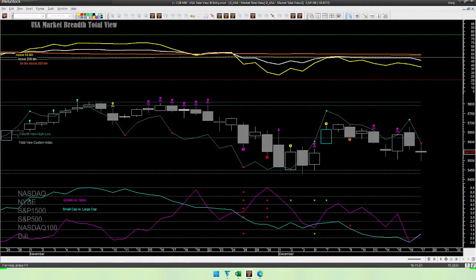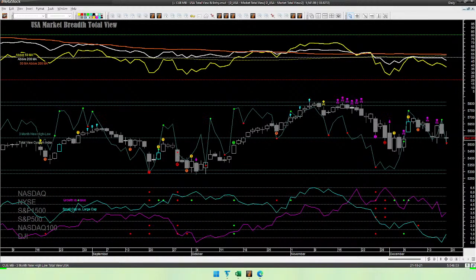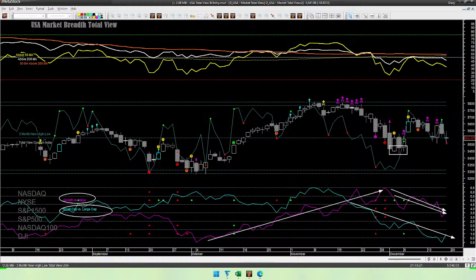Let me magnify this chart. Let's look at growth versus value. What is doing better? In this area, growth was doing better. After that, from early December, we see growth versus value is starting to tilt down. Therefore, growth is not doing well right now. And the cyan line, small cap versus large cap, that is continuing to tilt down. So far, small cap is doing worse.